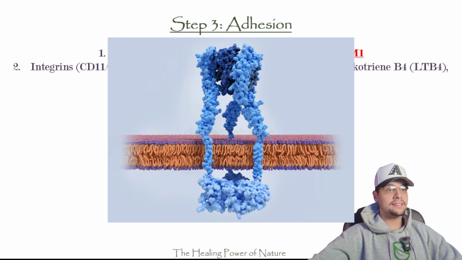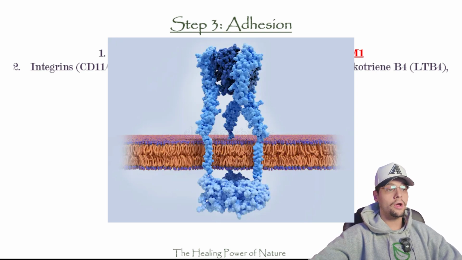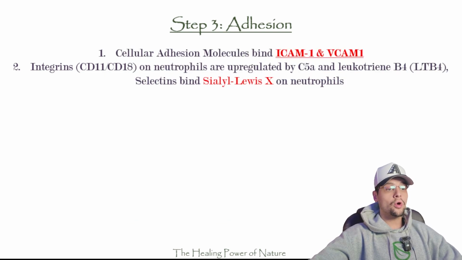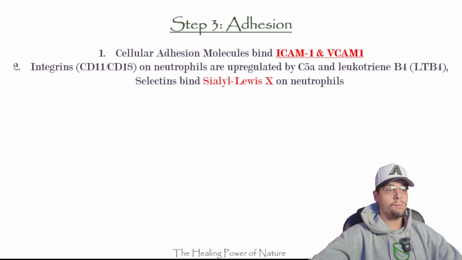Integrins CD11 and CD18 on neutrophils are upregulated by C5a and leukotriene B4, ensuring firm adhesion. Normally, integrins are in low affinity states but are activated by C5a, a complement component, and leukotriene B4, LTB4, a lipid mediator of inflammation. Once activated, integrins switch to a high affinity state, allowing for strong attachments to ICAM.